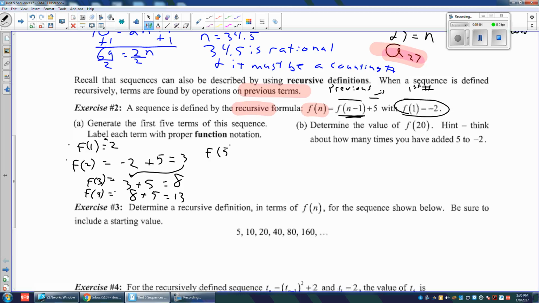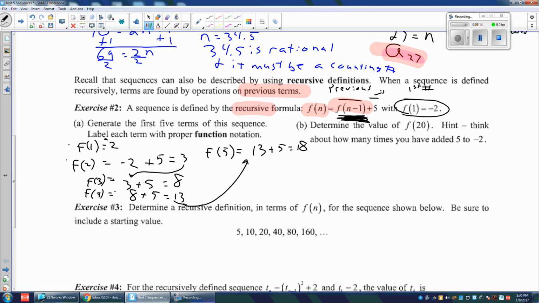So f of 5, we don't plug 5 into the equation, unlike the other one. We don't plug 5 into the equation. We take 13, take the previous answer, and add 5 into it, and we get 18.